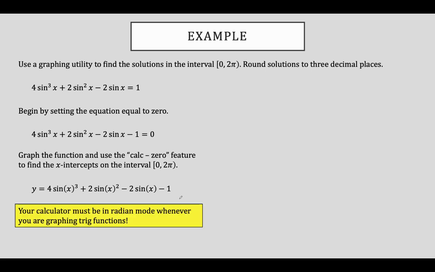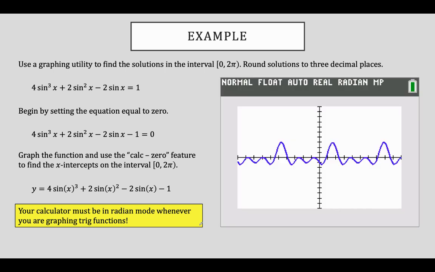Whenever you are graphing trig functions, your calculator must be in radian mode, right? Make sure you are in the correct mode when graphing trig functions. Remember, it might be in degree mode from the last time you were working with triangles, so just double check that. And graphing your function in your standard window will give you an image that looks like this.